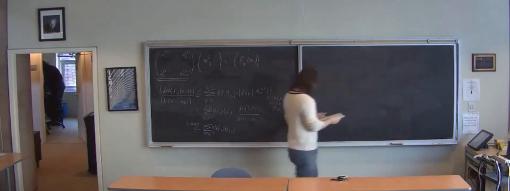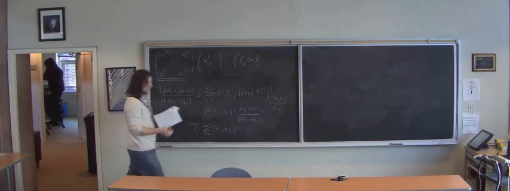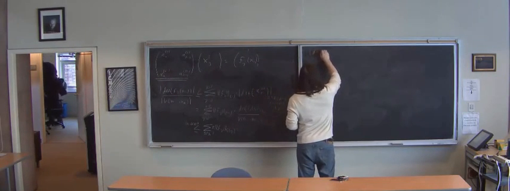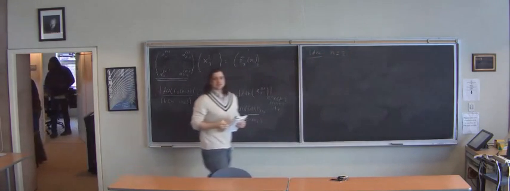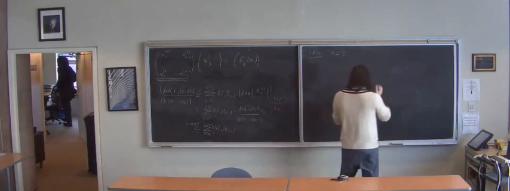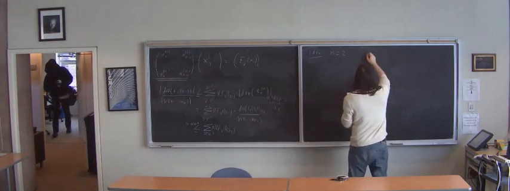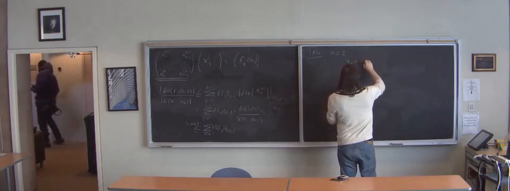Okay, now I want to prove this proposition. So let me give you the idea. Handle the simple case of n equals 2, which would also be a reflection step, I guess. So in the case n equals 2, we have x_1 and x_2, and we pick a_0 and a_1.